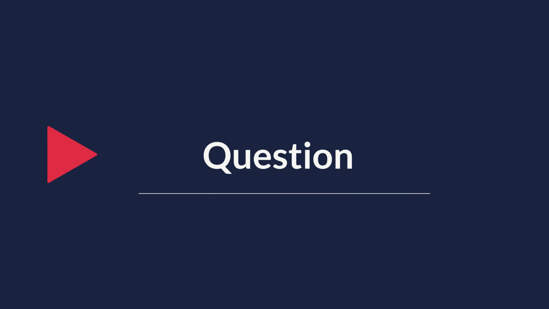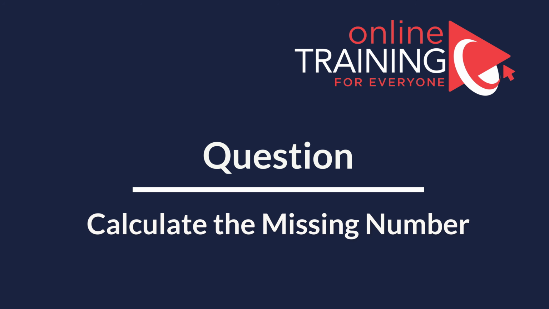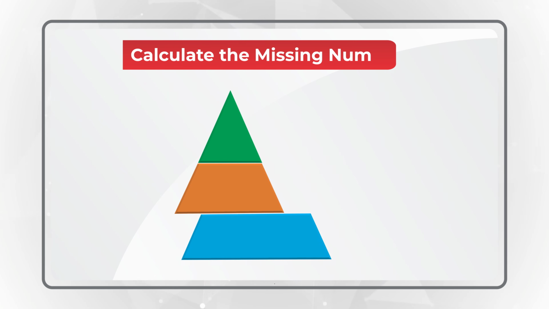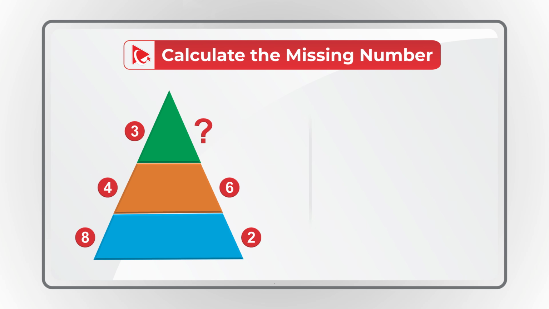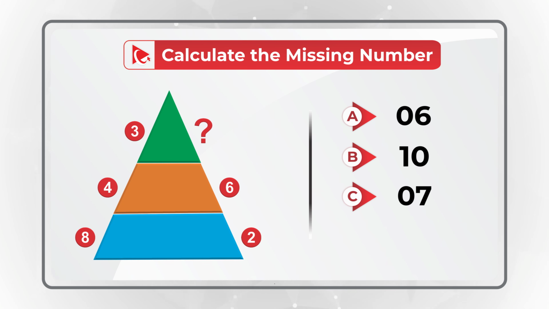Here's an amazing question to test your analytical skills. You need to calculate the missing number. You're presented with triangle, which is split into 3 equal or almost equal parts. At the bottom of the triangles, on each side, you see numbers 8 and 2. In the middle section of the triangles, you see numbers 4 and 6. And on the top of the triangle, you see number 3 on the left. And on the right, you need to calculate the missing number. You're presented with 4 different choices. Choices A, 6, choice B, 10, choice C, 7, and choice D, 2. Do you see the answer?